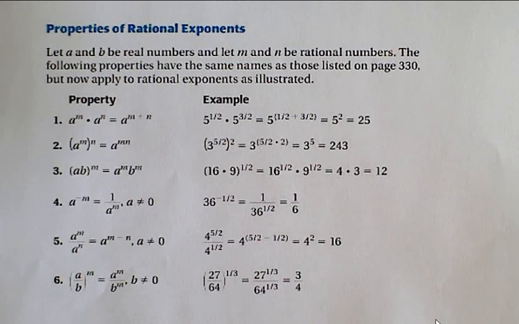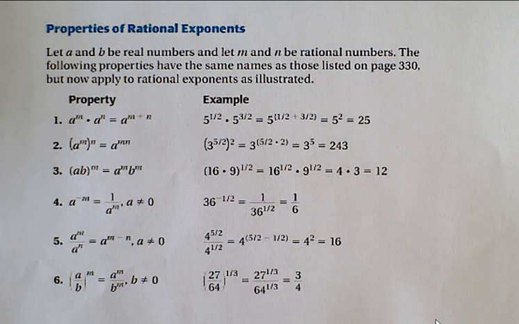Remember that when you have a negative exponent, you can make the exponent positive by taking the reciprocal. So a to the negative m becomes 1 over a to the positive m power. So 36 to the negative 1/2 power equals 1 over 36 to the 1/2 power, which is just 1 over 6.